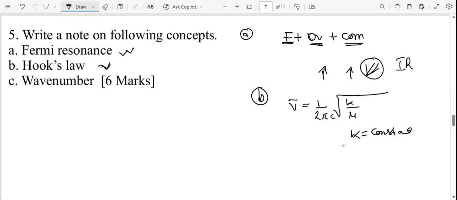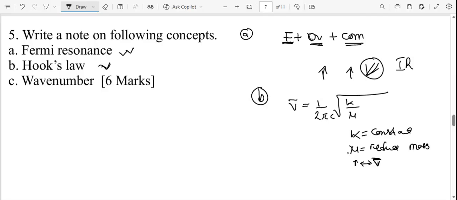All right, then we have this mu, which means the reduced mass of that substance or compound. So we're talking about the vibration now. Strong bonds will result in higher wave number. As the bond strength increases, there will also be an increase in the wave number. These are directly proportional to each other.